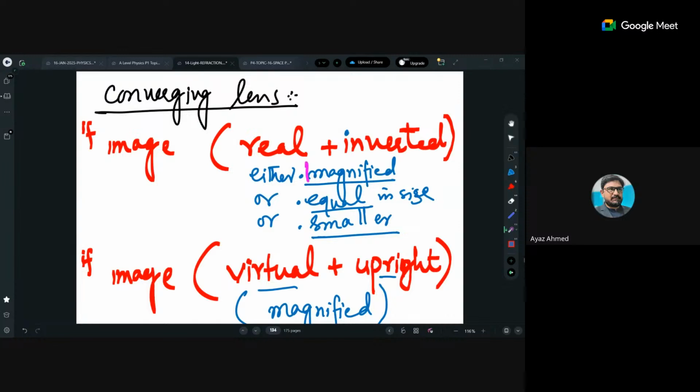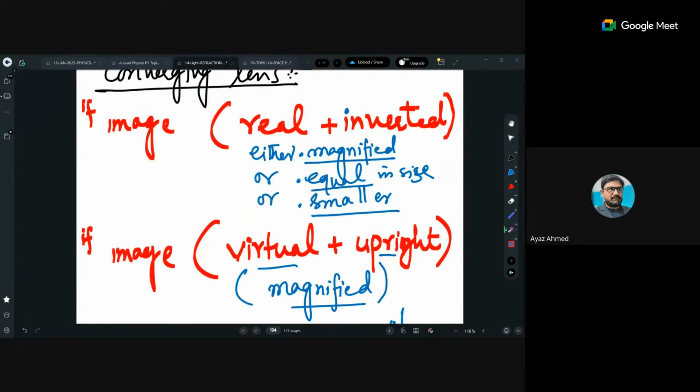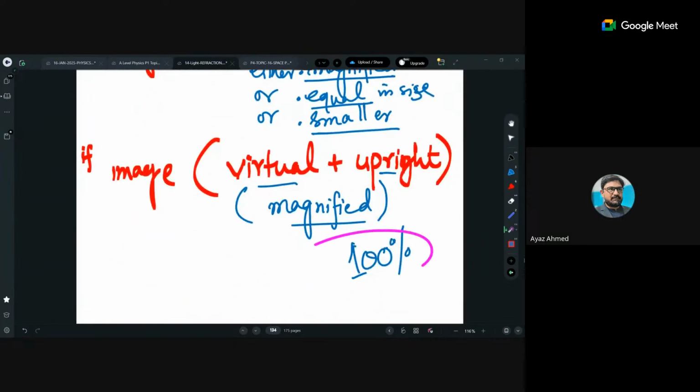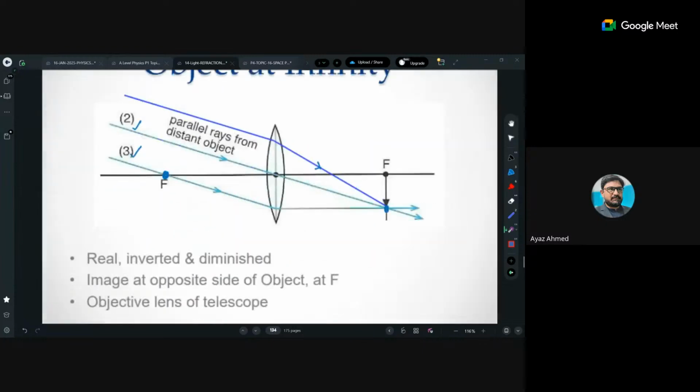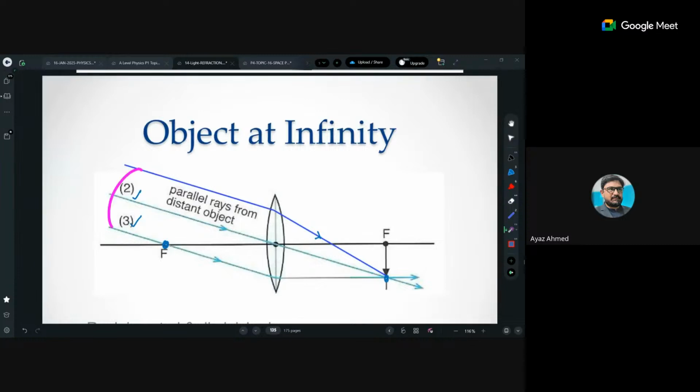So a real image can be either magnified, smaller, or equal in size. All three properties can be there. But your virtual image will always be magnified, 100% magnified. Okay. So here we will go one by one.